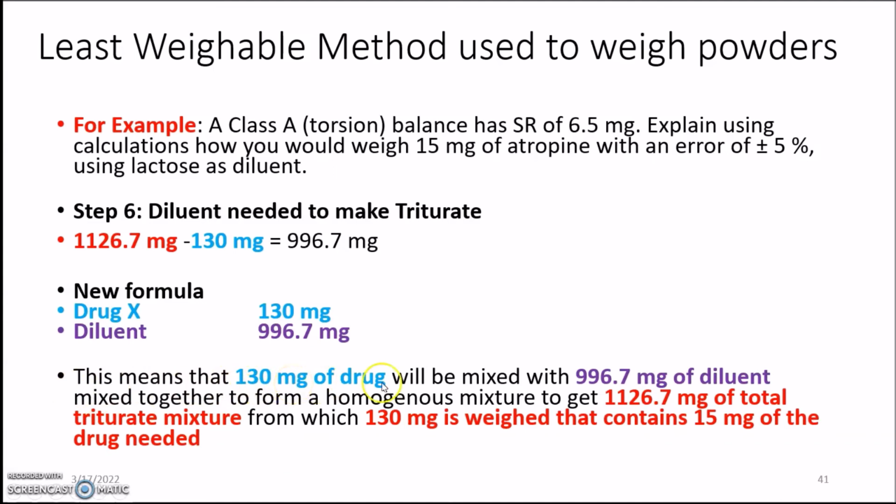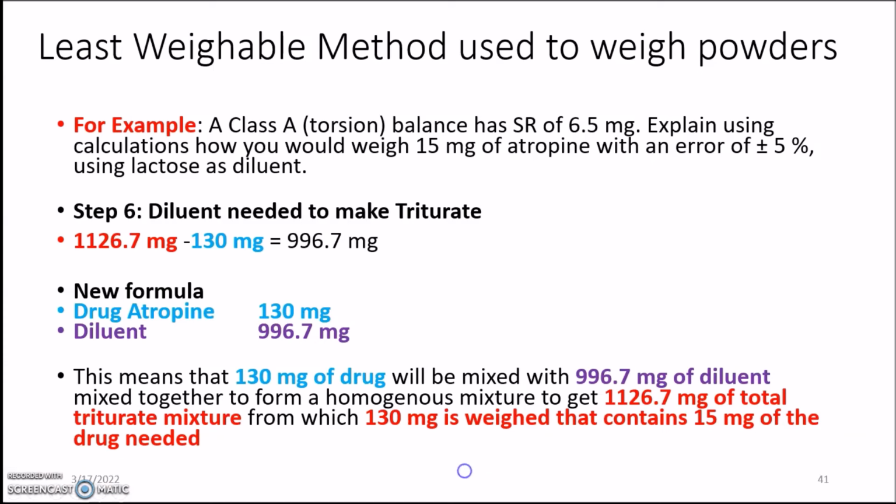So this means that I'm going to take 130 milligrams of atropine. I'm going to weigh it. I'm going to mix it with 996.7 milligrams of lactose, mix them together to form a homogeneous mixture to get 1126.7 milligrams of total mixture or triturate. And from that triturate, I am going to get 130 milligrams, which will contain the 15 milligrams of drug.